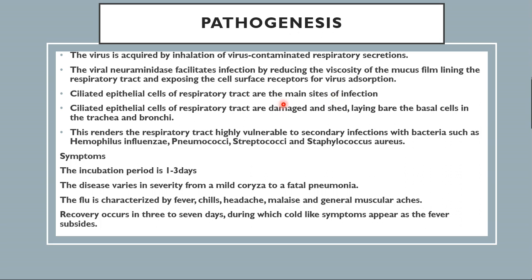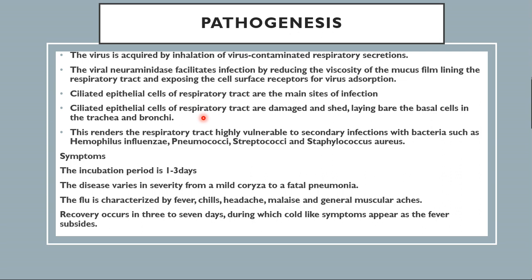And then what is happening after that? The ciliated epithelial cells of the respiratory tract are the main sites of infection. These epithelial cells are damaged and shed, laying bare the basal cells in the trachea as well as the bronchi. This renders the respiratory tract highly vulnerable to secondary infections with bacteria such as Haemophilus influenzae, pneumococci, streptococci, and Staphylococcus aureus. So these are all the things that happen once this pathogen enters our body.